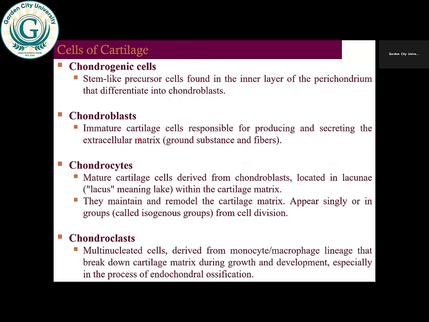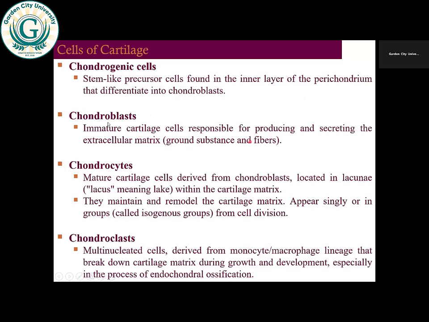The cartilage cells, I will simplify it further for you. We have chondrogenic cells, chondroblasts, chondrocytes, and chondroclasts. Remember I already explained the meaning of blast, the meaning of cyte, the meaning of clast. What are chondrogenic cells? They are stem cells that you find in the perichondrium. They differentiate into chondroblasts. What are the chondroblasts? They are immature cartilage cells. They secrete the ground substance and the fibers.